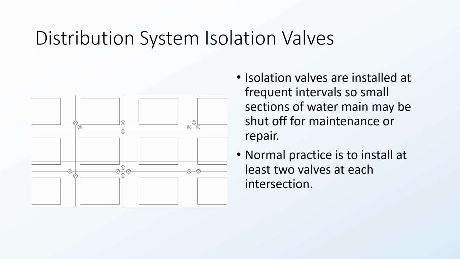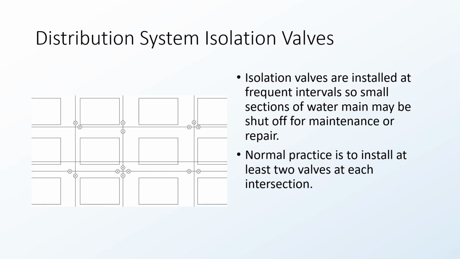So distribution valves are going to be installed at various frequencies. If it's a larger main, they're going to be spread out much further. But within a distribution system, you're going to see them a little bit more frequently, probably every 500 feet or so. And normal practice is to install at least two valves at each intersection. I often liked having three valves at each intersection. It allowed for more flexibility in the event of a shutdown. But normal practice is to have two.